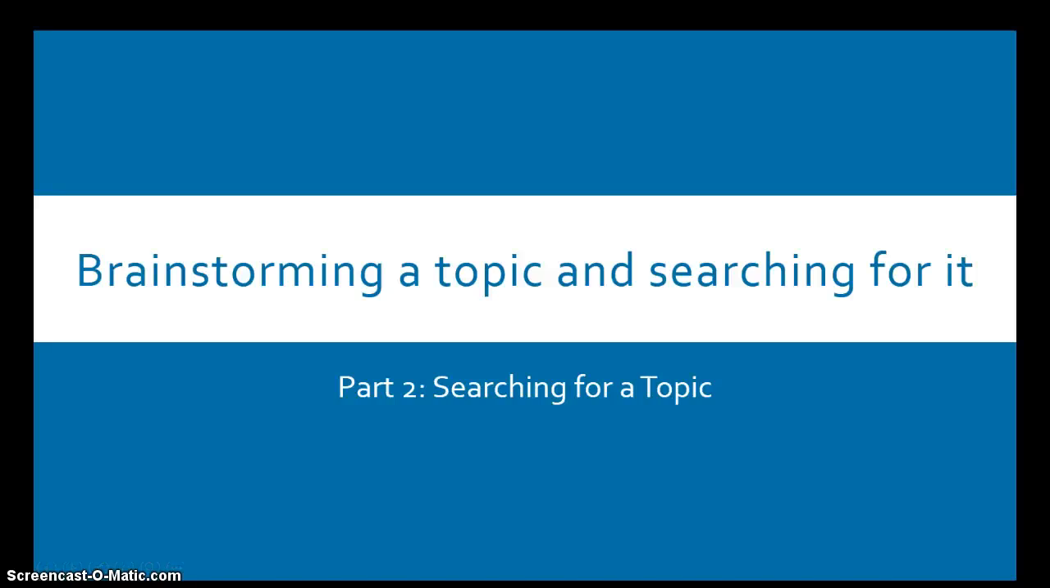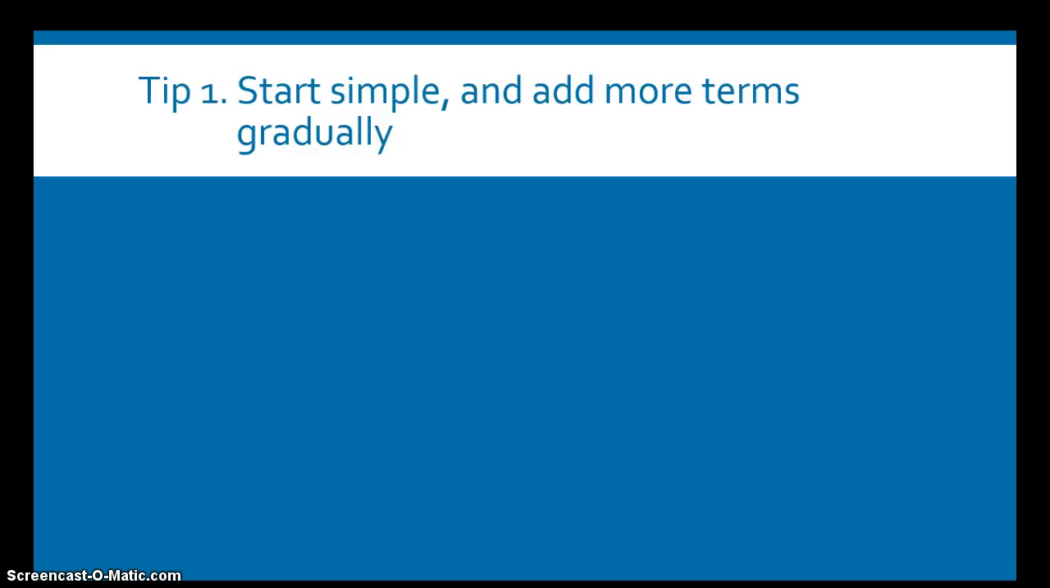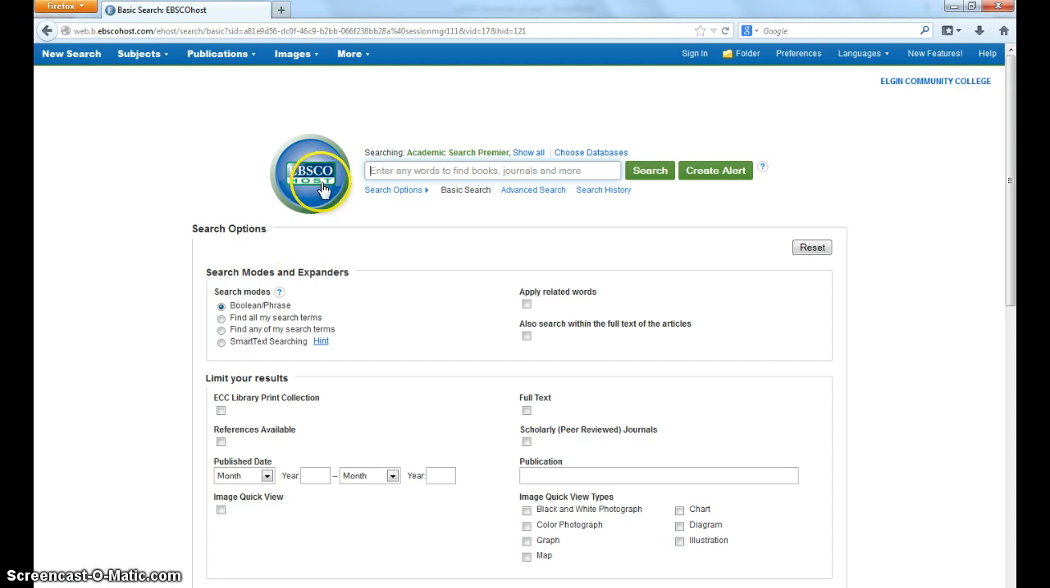In part 2, we'll build on the brainstorming that we did in part 1 by walking through some of the steps of searching one of the library's article databases. Tip 1. Start simple and add more terms gradually. If you type a lot of words into the search box right off the bat, you might end up missing out on a lot. Let's try searching for a whole phrase like, how persistence affects creativity.